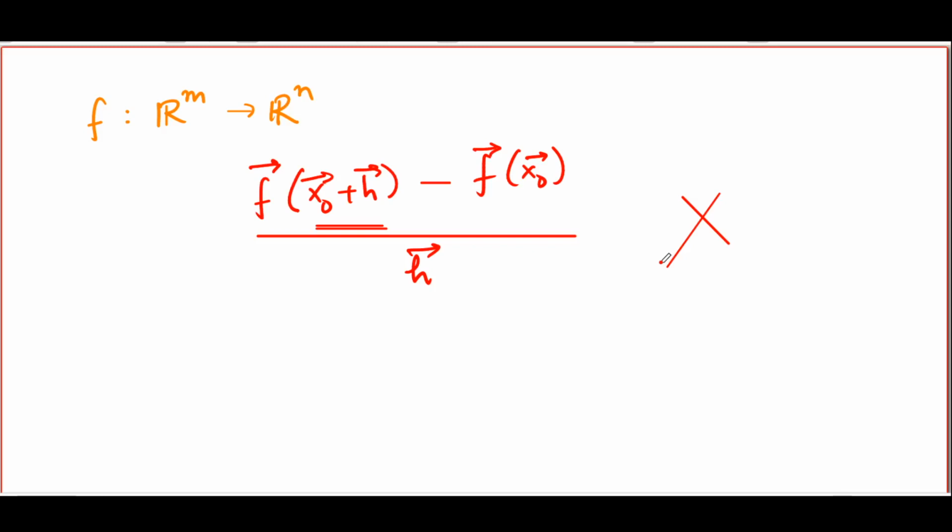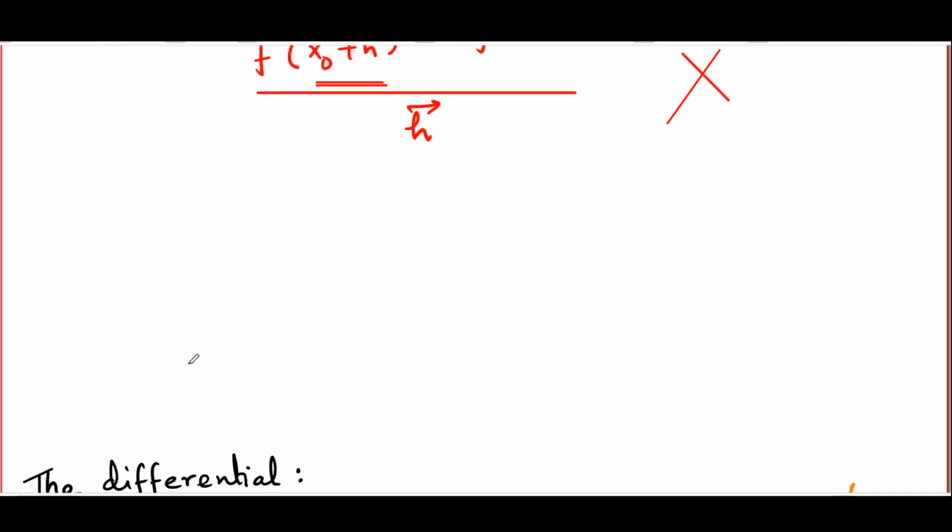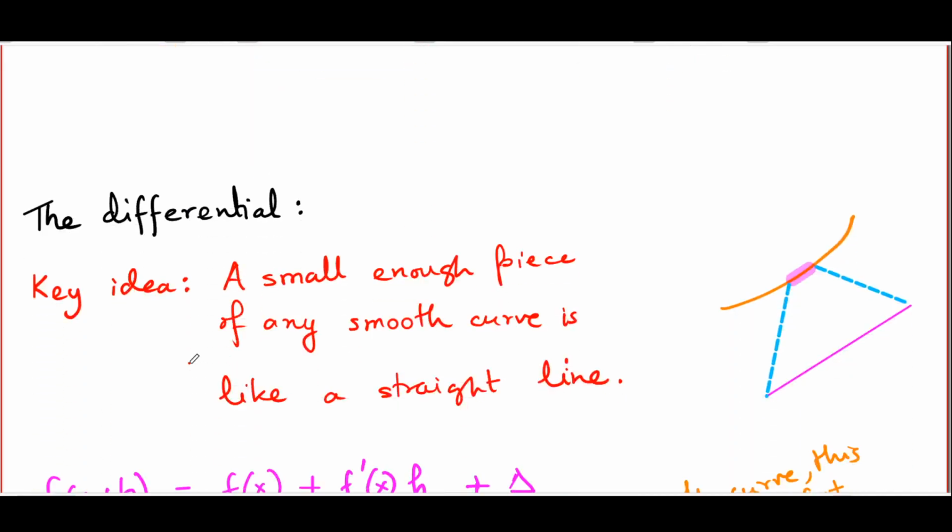And that something is also pretty familiar to all of you. That is the concept of the differential of a function. Now, the concept of the differential is essentially nothing other than the simple notion that a small enough piece of any smooth curve is like a straight line. If you were to zoom in on this part of this curve, you would get something which essentially looks like a straight line.